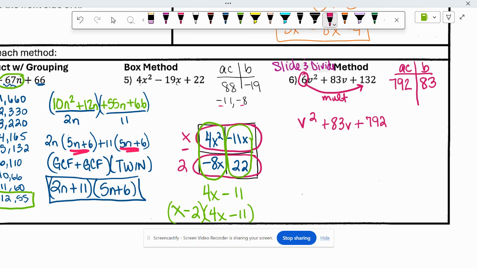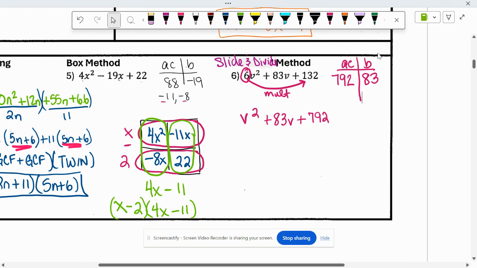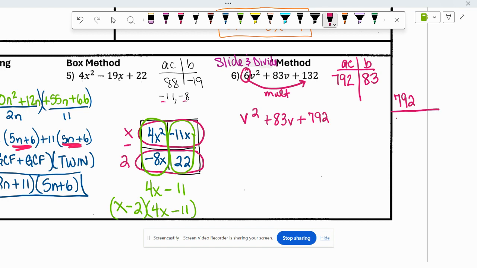Delilah, I'm calling on you to give me some factors of 792. So pick up your calculator, take the y equals button, do 792 divided by x, and we're going to start listing them. Do you need help or you got it, hon? You got it? Okay, go ahead, start shouting them out. 2 and what?